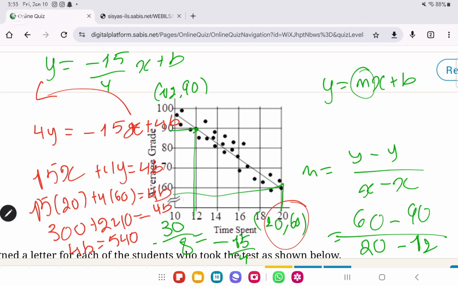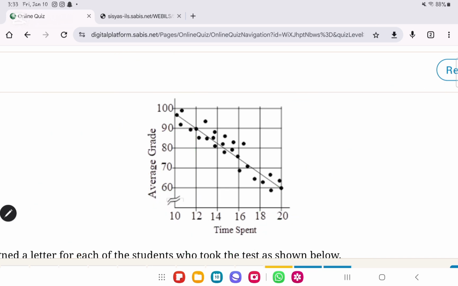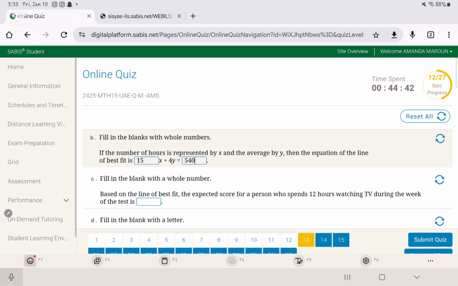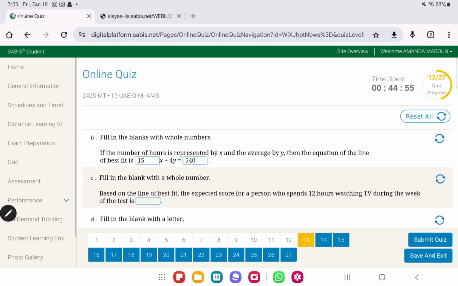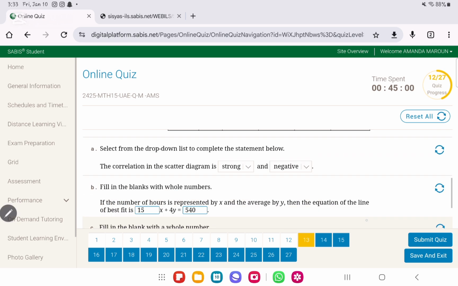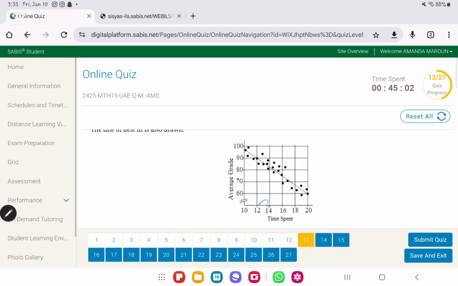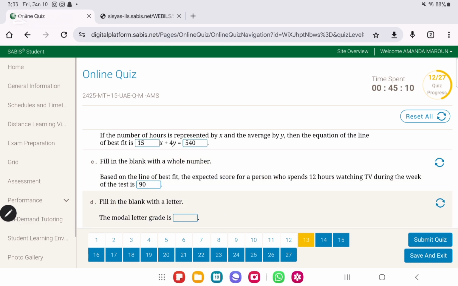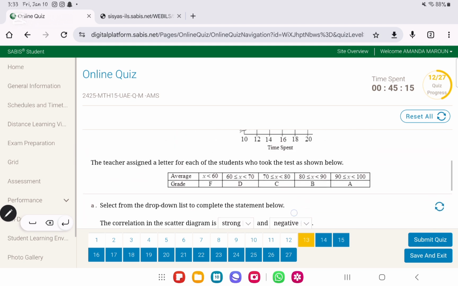So the final equation is 15x plus 4y is equal to 540. Now, based on the line of best fit, the expected score for a person who spends 12 hours watching TV, so we come here and we see 12 hours a week watching TV is going to be a score of 90. So, 90. Now, fill in the blank with a letter, the model letter grade. What is the model letter grade?